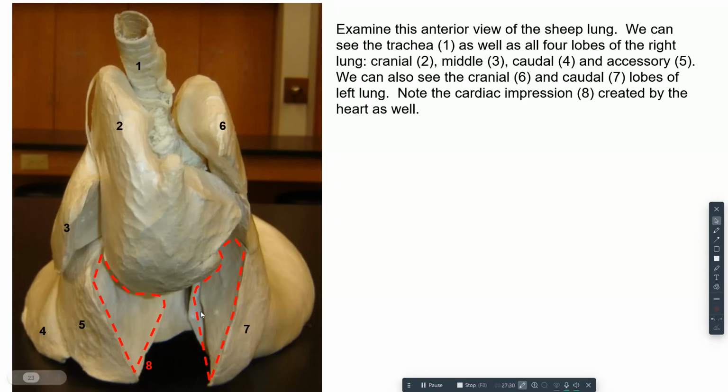I also see this area I've outlined in red. That's where the heart would sit. There's like a dent, and the dented area is called the cardiac impression.